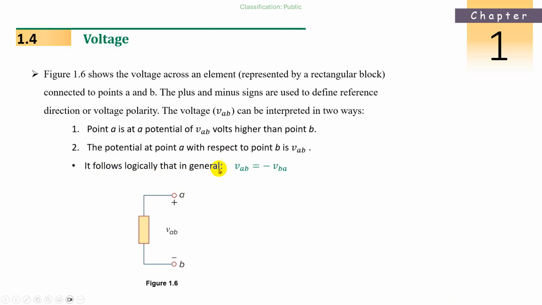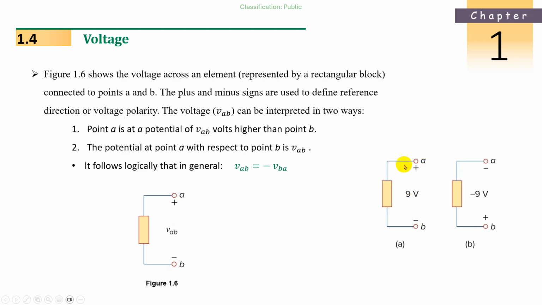It follows logically that in general VAB is equal to minus VBA. If you change it to VBA, the minus sign will come, because the higher potential is at A and the lower potential at B. If you say VBA, then we are referencing B first, then A second, so a negative sign will come. If you say VAB, then the positive terminal A should have the higher value, so it is plus VAB. Observe here.